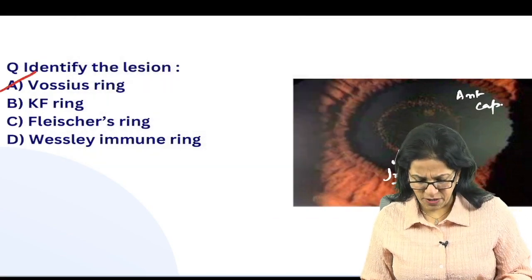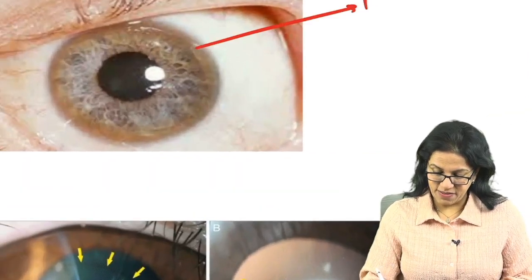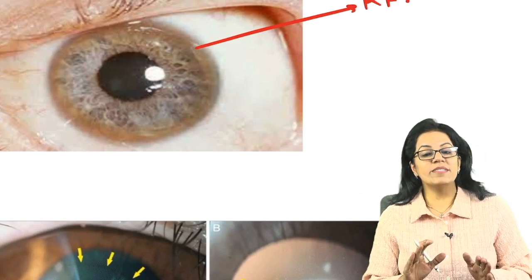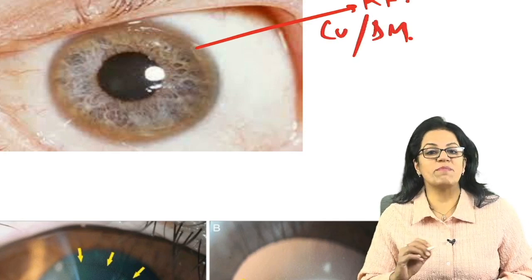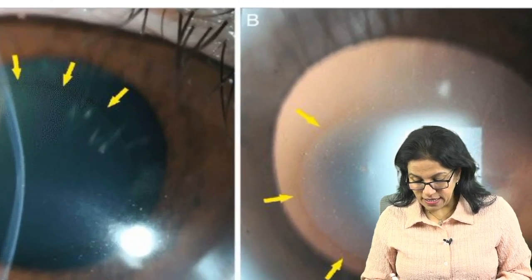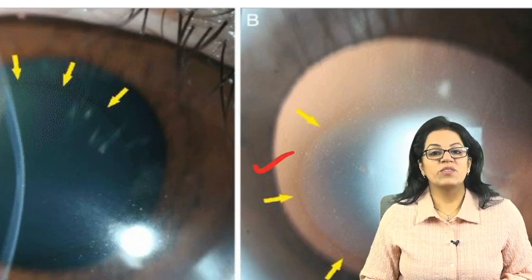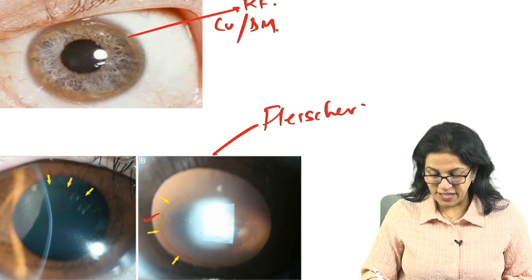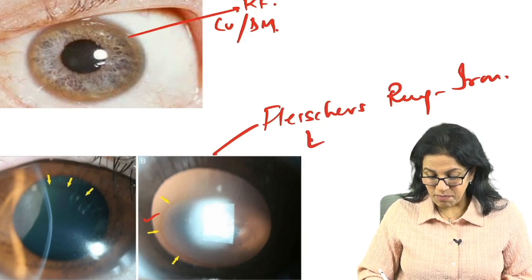What about the KF ring? What about the other rings? Let's have a look. This one is Kayser-Fleischer. Golden brown ring near the limbus. Everybody knows this. It is due to copper deposition. Where is the copper deposited? Descemet's membrane. Look at this one. What is this? This is iron deposition. This one is more clear. So we are talking about Fleischer's ring here, not Kayser-Fleischer. Fleischer's ring, what is it? It is iron deposition. Where? Epithelium.